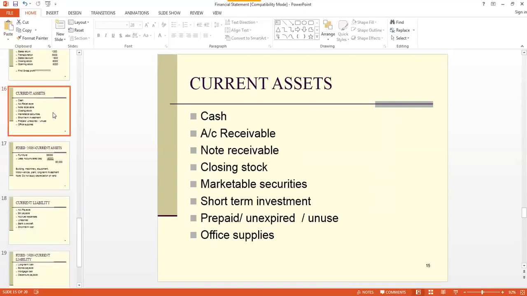Over here, student, I'm giving you some basic concepts that whenever question is asking you to find out current assets, these are the items that you should keep in your mind, because generally when we prepare balance sheet, these are common items that appear as a part of current assets. It will help you a lot when you are preparing your balance sheet.